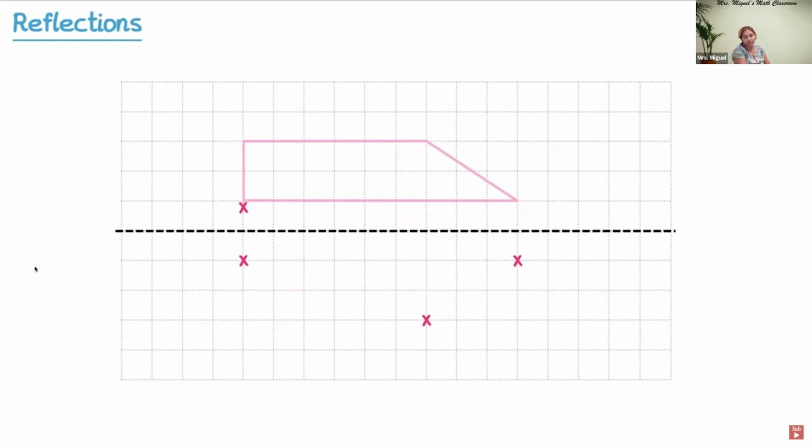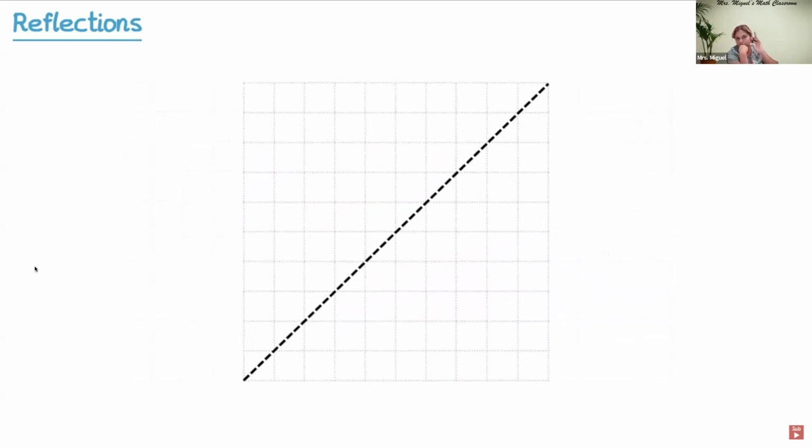And the one in the top left is also 3 squares, so 3 squares past it. And the reflected shape would look like this. Now sometimes the mirror line isn't vertical or horizontal at all. It could also be a diagonal line that looks like this.